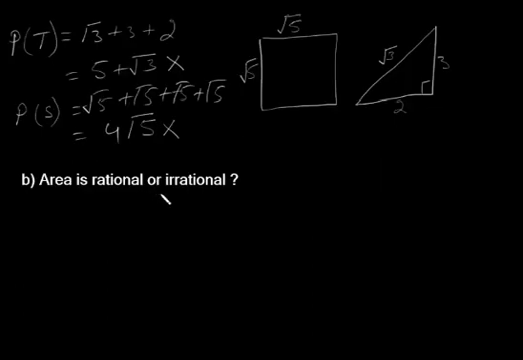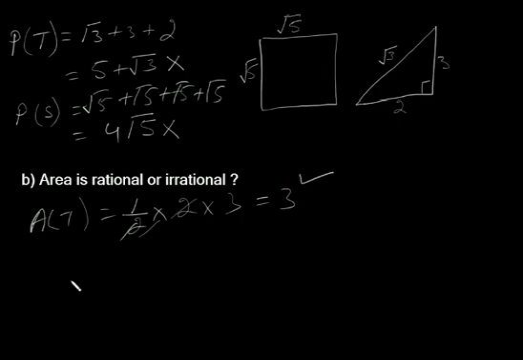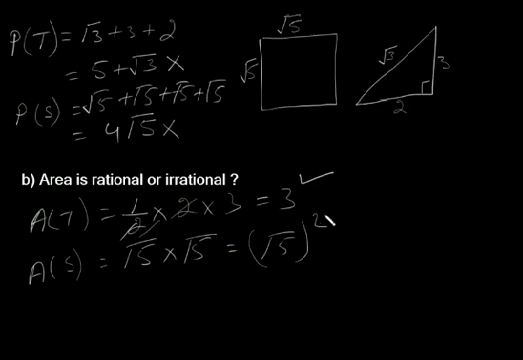In part B it says you have to calculate the area, and then decide whether the area of each of these shapes is rational or irrational. So first of all, let's calculate the area of the triangle. We know that the area of a right angle triangle is 1 over 2 into base into height. So base is 2, height is 3, so 2 and 2 will cancel out, and we are left with 3. So 3 is a rational number. In the same way, the area of the square is length into width, so it is under root 5 into under root 5, so it will be under root 5 whole squared. Square and root cancel out each other, and you are left with 5, and 5 is a rational number.